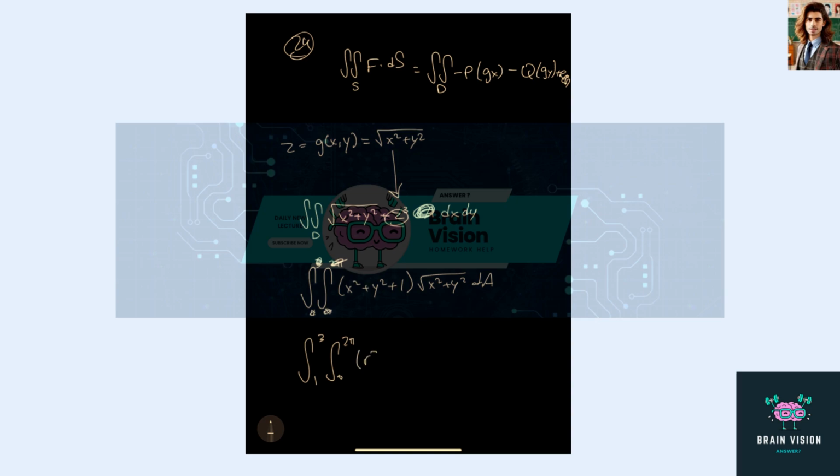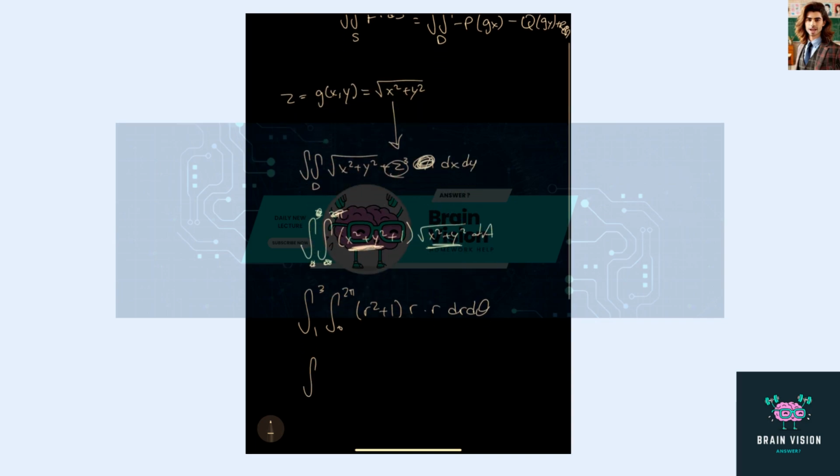So we'll have r squared plus 1, and when we see these x squared plus y squareds, we should definitely convert it. Then what we'll have is the square root of r squared, which is just r, times r dr d theta. So multiplying everything out, we end up getting the integral from 1 to 3 of the integral from 0 to 2 pi of r to the 4th plus r squared dr d theta.